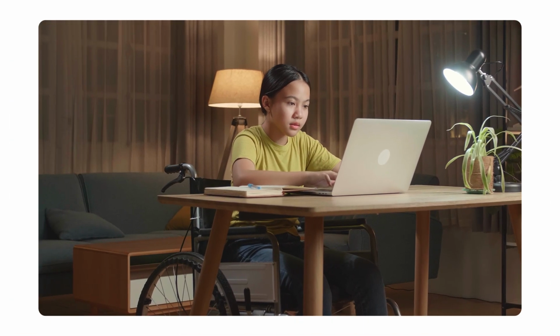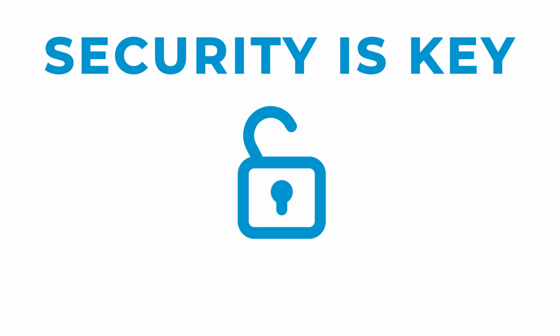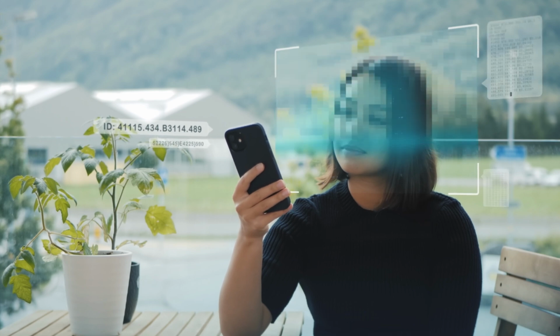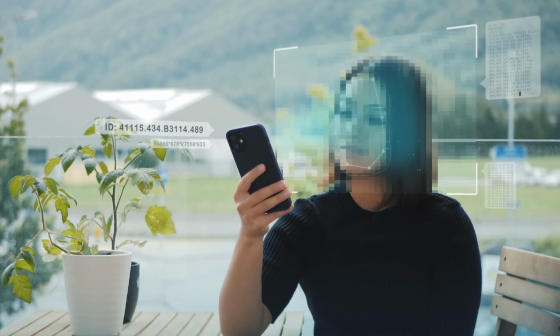Security is key. SaaS proctoring uses advanced tech to prevent cheating. These applications offer automatic identity authentication and software that flags unauthorized behaviors. This keeps exams fair and the results trustworthy.